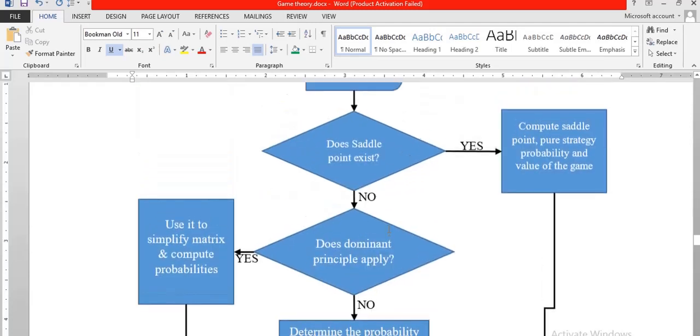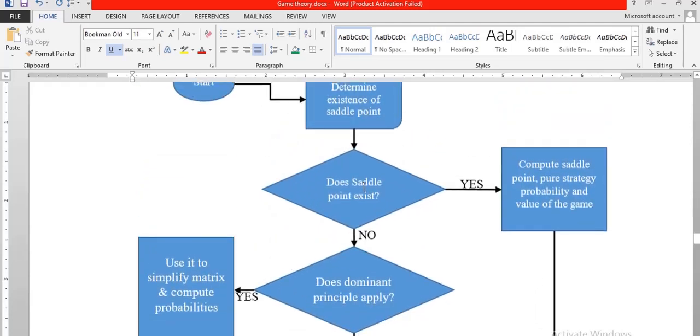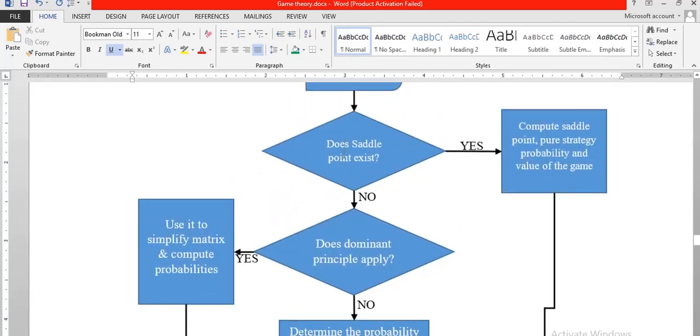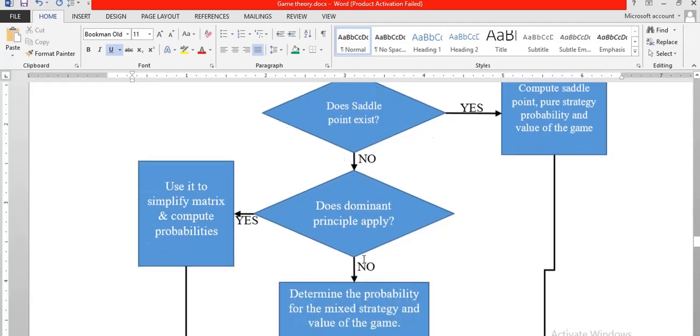What does this mean, therefore? When you have a saddle point, then you have a pure strategy. If you don't have a saddle point, then you can use the dominance principle to find if there's a possibility of getting a saddle point. And even if you apply the dominance strategy and you don't get a saddle point, that's not the end of the story.